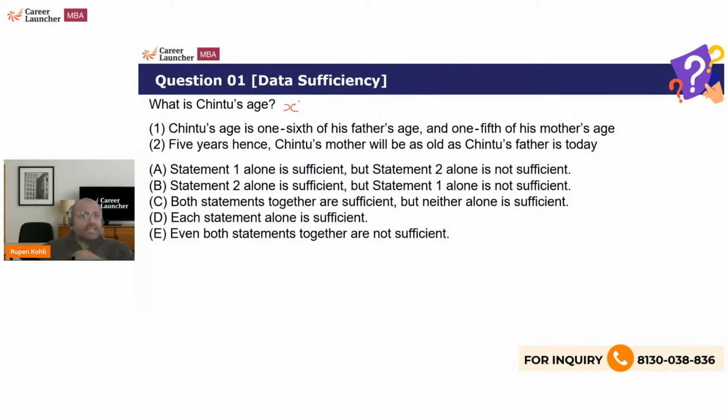So if Chintu's age is X, then statement one, is it sufficient? Chintu's age is 1/5 of his father's age and 1/5 of his mother's age does not help me anything. Now in data sufficiency, the most important thing is that if a particular statement is not sufficient, don't just say we don't need to do anything. Because what happens is, let's say statement one, obviously it is not sufficient because we don't know any number, right?